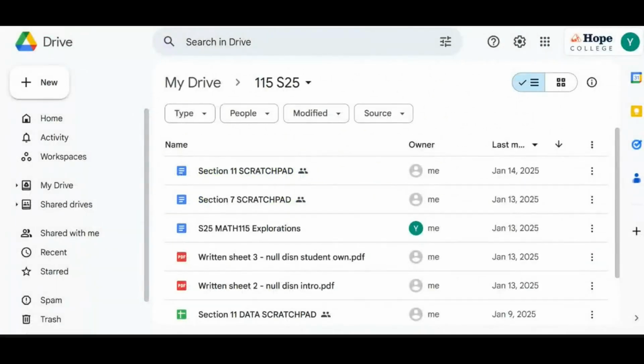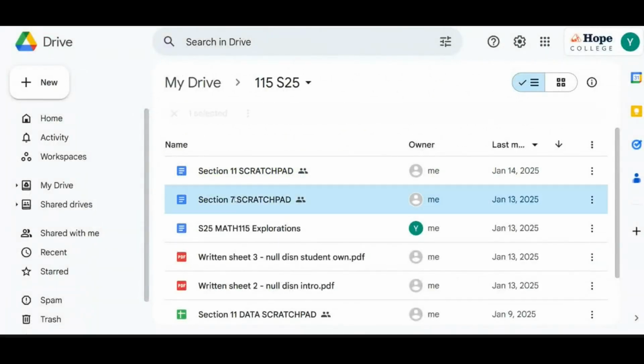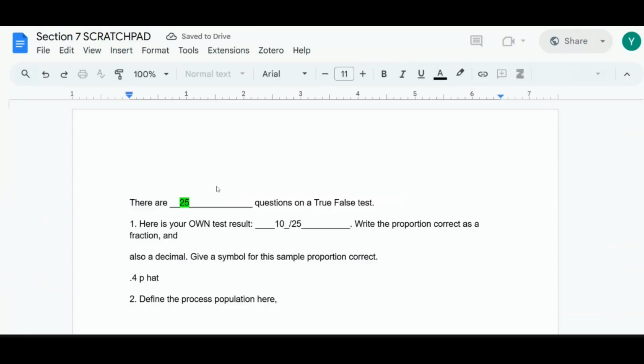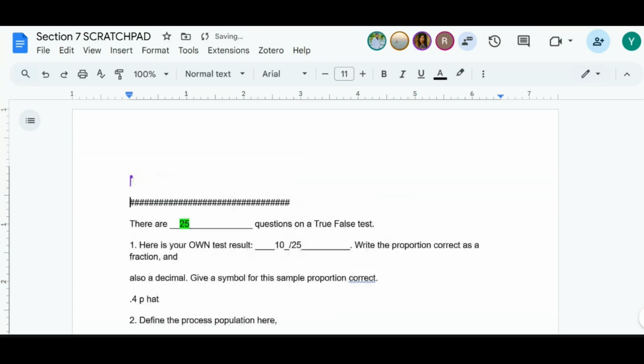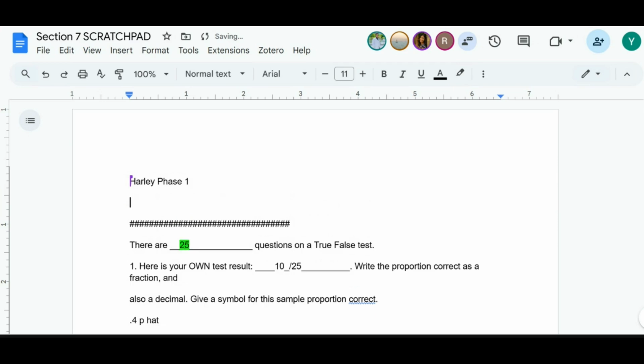So I'm going to call out Scratchpad now, and here's what I want you to do. Okay, here we are, and I'm going to call this Harley Phase 1 because there's a Harley Phase 2 as well. So in Phase 1, Harley's score is 9 out of 10.